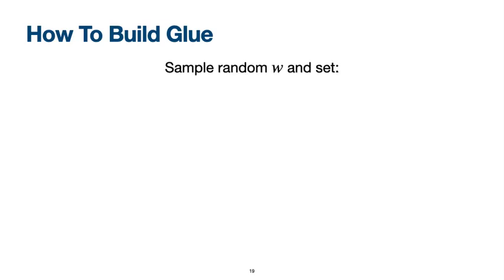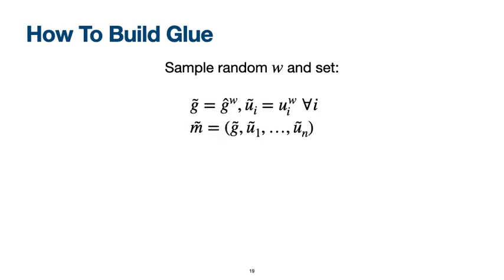But we need some pseudo-randomness for our hiding properties. So we actually sample a random W and we create the new base element G tilde as G hat to the W, and the UI tildes are the original UIs from the message raised to the W. So now we have this new message base G tilde, which is M tilde.